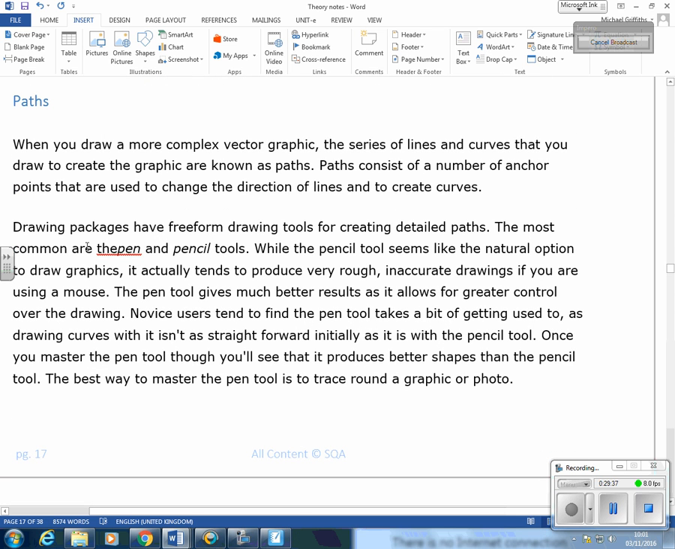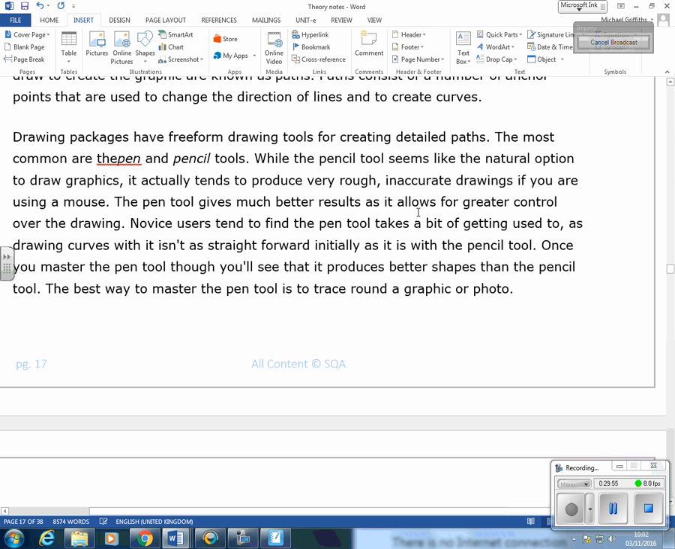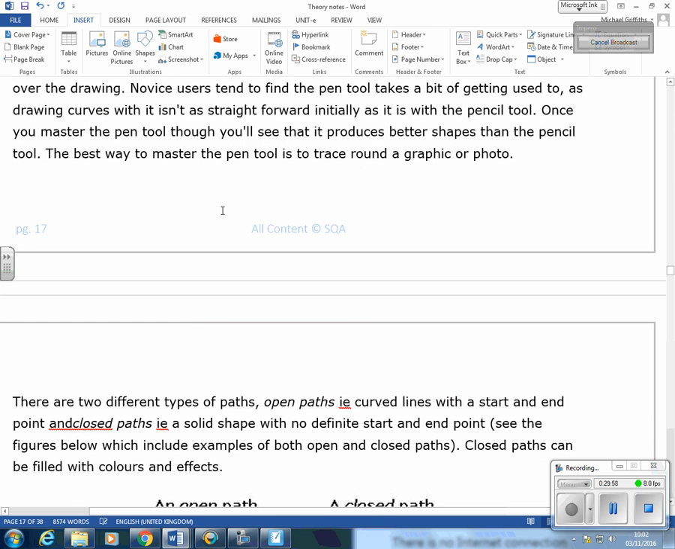Paths. When you draw a more complex vector, of lines and curves, they're known as paths. They consist of a number of anchor points. So the computer is storing the anchor points, it's not storing the pixels. Drawing packages have freeform pencil drawing tools for creating detailed paths. Pen and pencil tools are widely used in Illustrator.